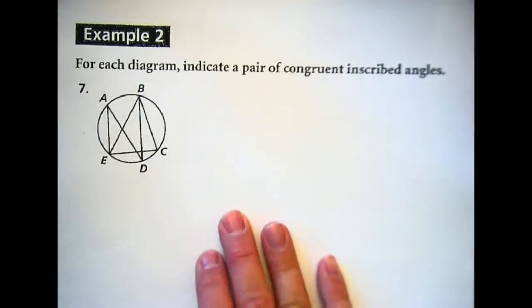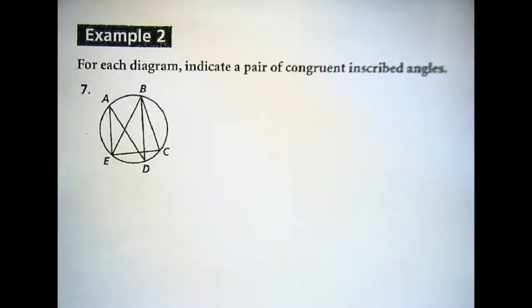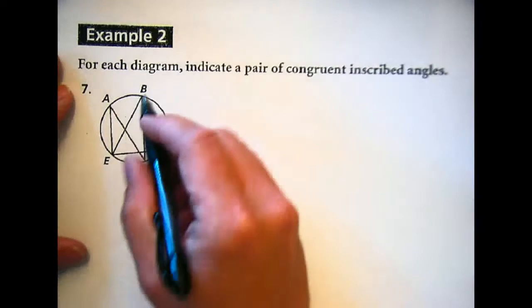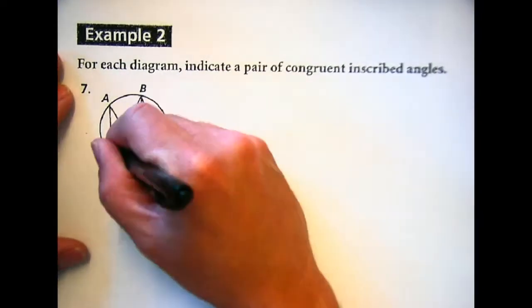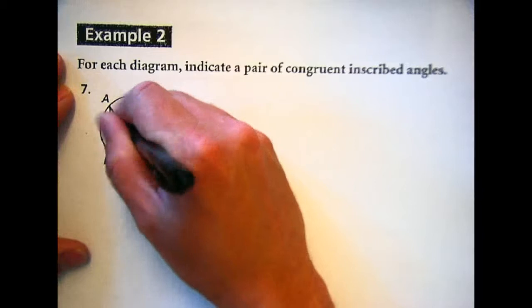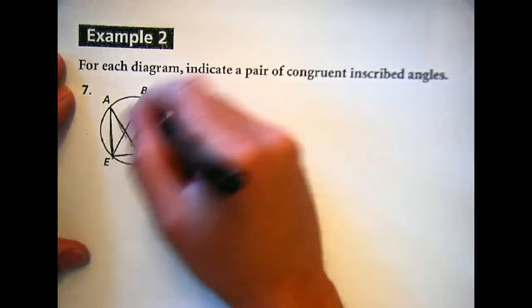Okay. For number 7, everyone take a look at number 7. Go ahead and work with your group. You can talk about it. Okay, give me a pair of congruent inscribed angles here. Hannah, what do you think? Gotcha. Angle EAD is congruent to angle DBE. EAD. So you're going here. And DBE.